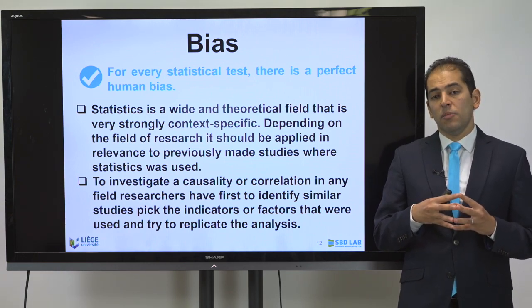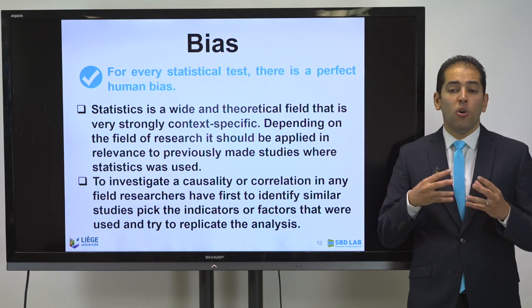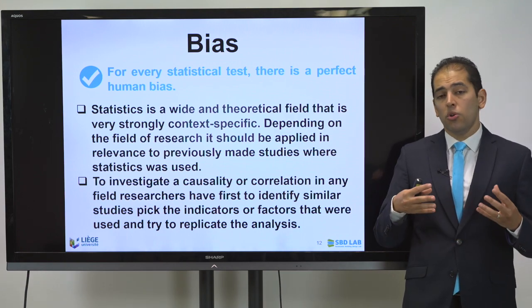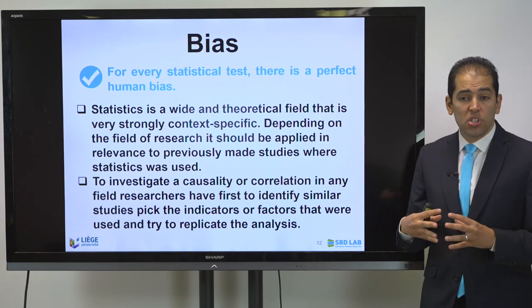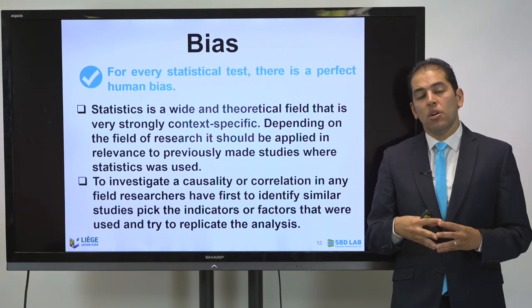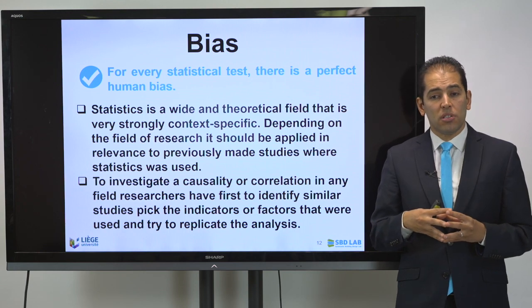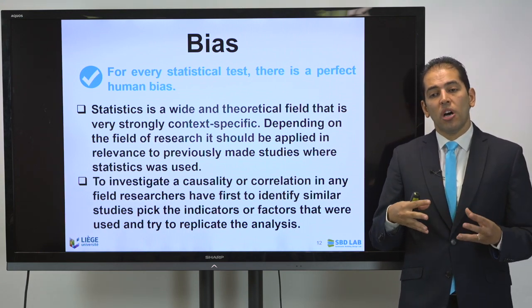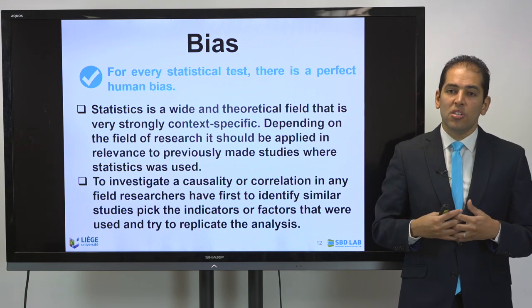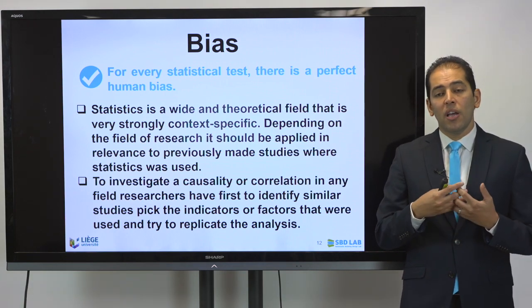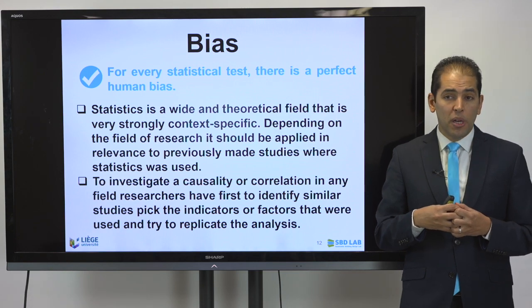The second thing that is important with statistics is that to investigate a causality or a correlation in any field, researchers have first to identify similar studies, pick up the indicators or the key performance indicators or the factors that were used, and then try to replicate those studies so that they are able to then conduct their study with a higher level of reliability.